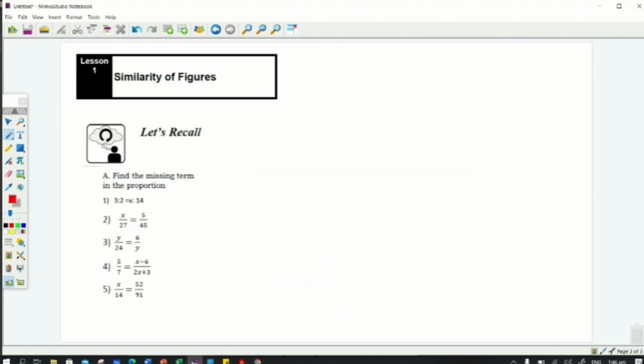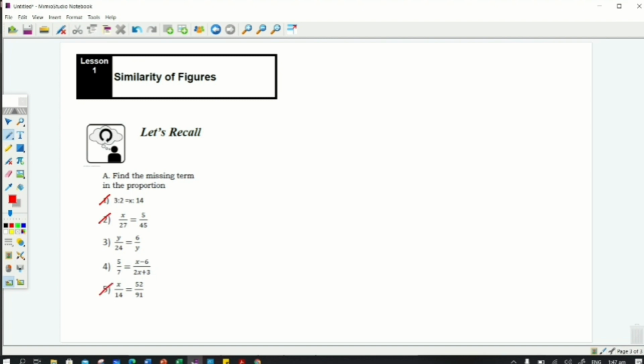Before we proceed with our lesson for today, similarity of figures, balikan natin yung lesson natin last week. Na-discuss na natin last week ang tungkol sa ratio and proportions and paano natin sinusolve yung missing term. So for today, we will answer problem number 1, problem number 2, and problem number 5 only.